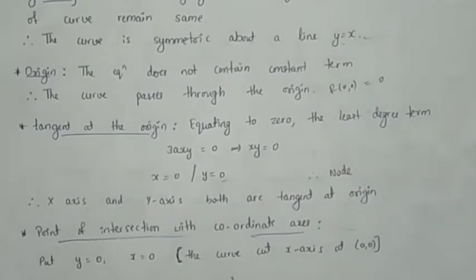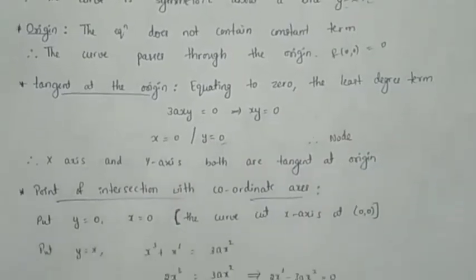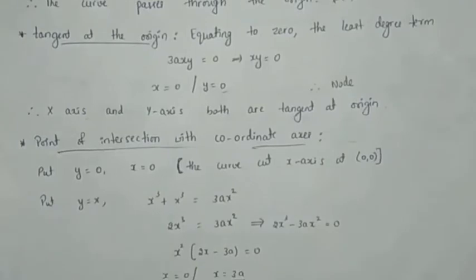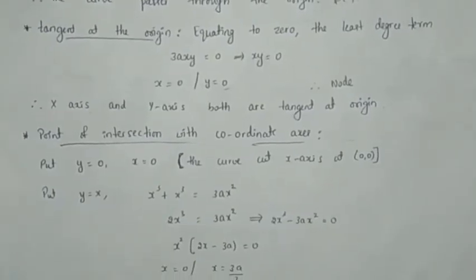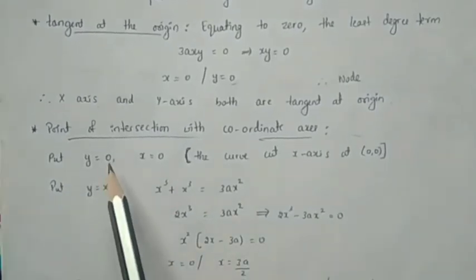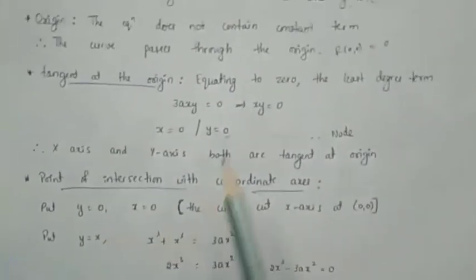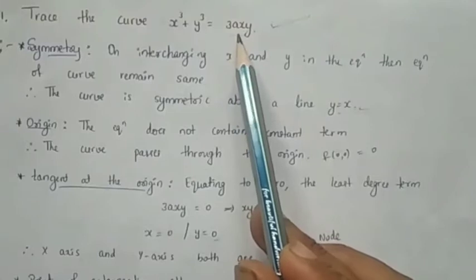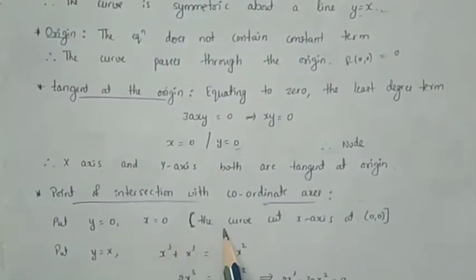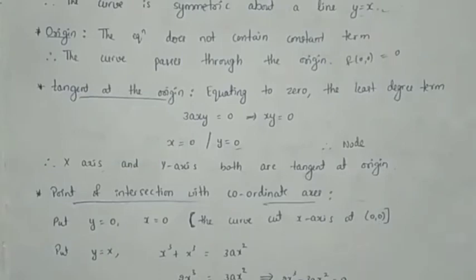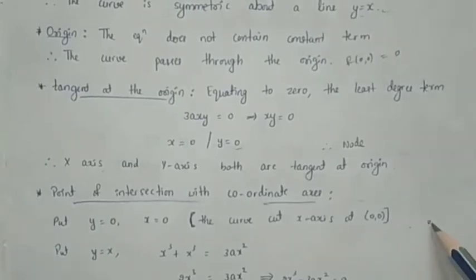The origin is a node. The next point is point of intersection with coordinate axis. Put y is equal to 0, you get x is equal to 0. Therefore the curve cuts the x axis at 0 comma 0. What is the point of intersection? 0 comma 0 is the point of intersection.